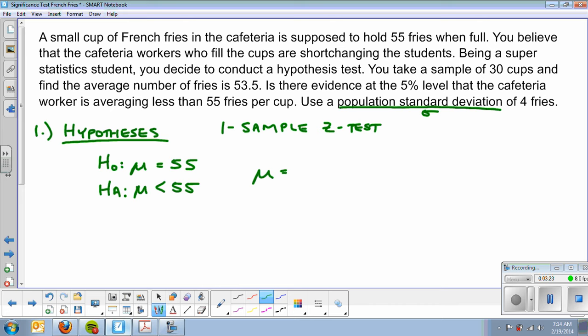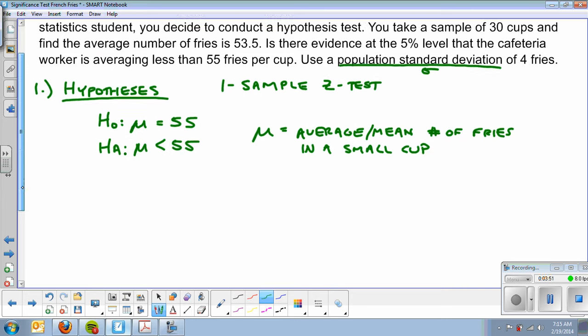And we have to identify what mu is in this case. And mu is the average, or mean, number of fries in a small cup. Okay, so there's step 1. That's it. Not too bad.